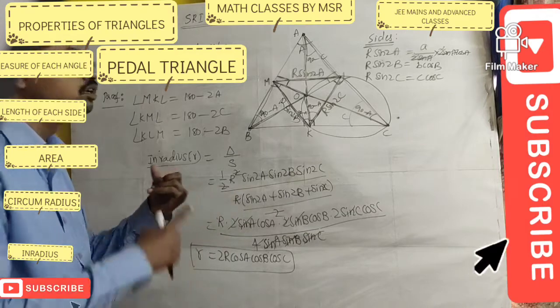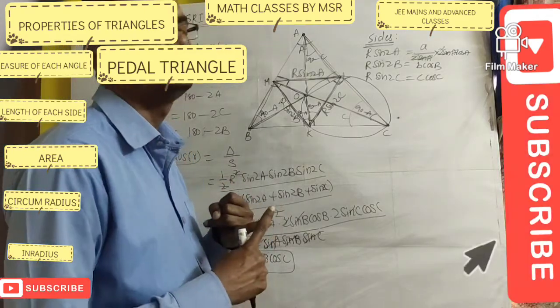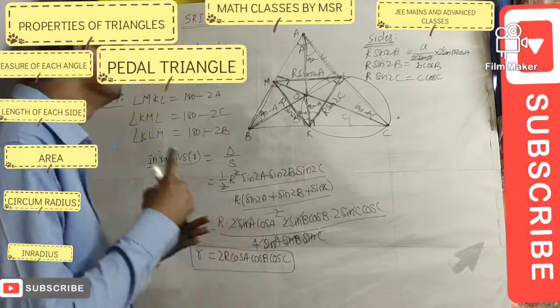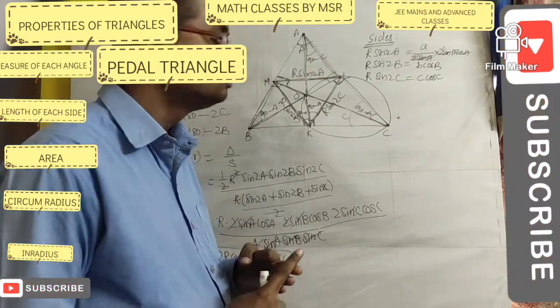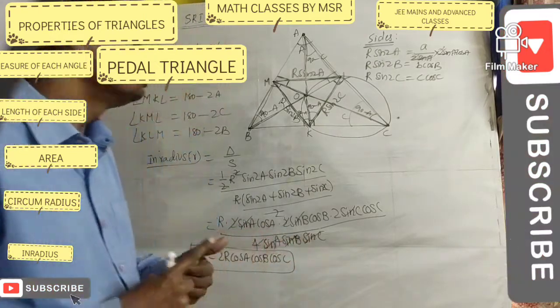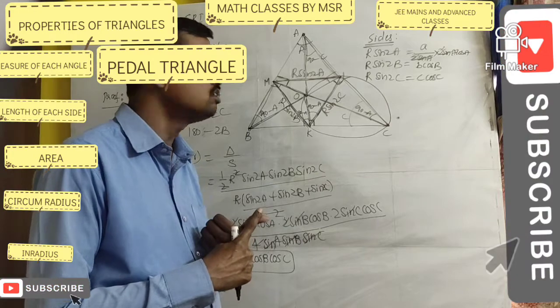So now we discussed what the angles in a pedal triangle are and the length of each side of a pedal triangle. Then we discussed the area of the pedal triangle. Then we discussed the circumradius of the pedal triangle. Then we discussed the inradius of the pedal triangle.